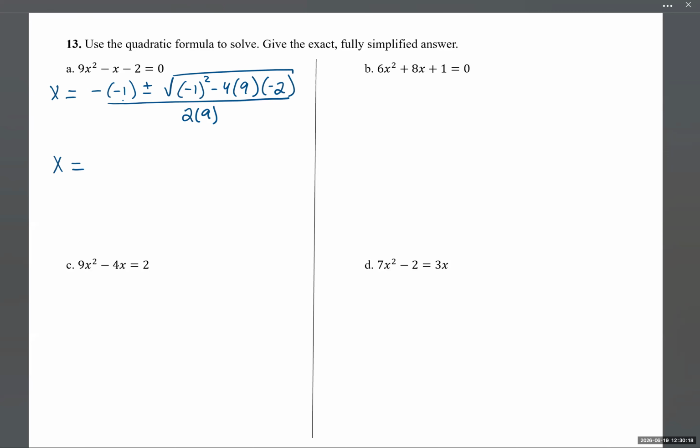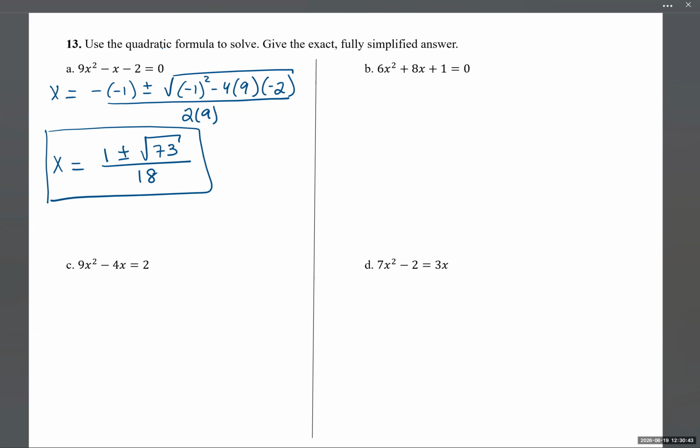The double negative in front of the 1 gives 1 with a plus sign, plus or minus the square root. Calculating everything underneath the square root, you should get 73. And then divided by 18. Now, the square root of 73 is not simplifiable. You cannot make it any simpler than that. So this is as far as you can go on this question.